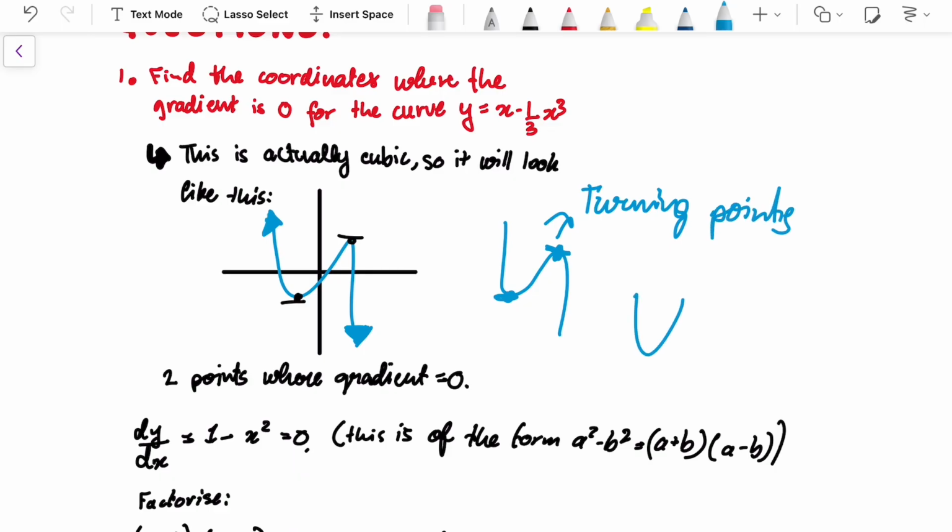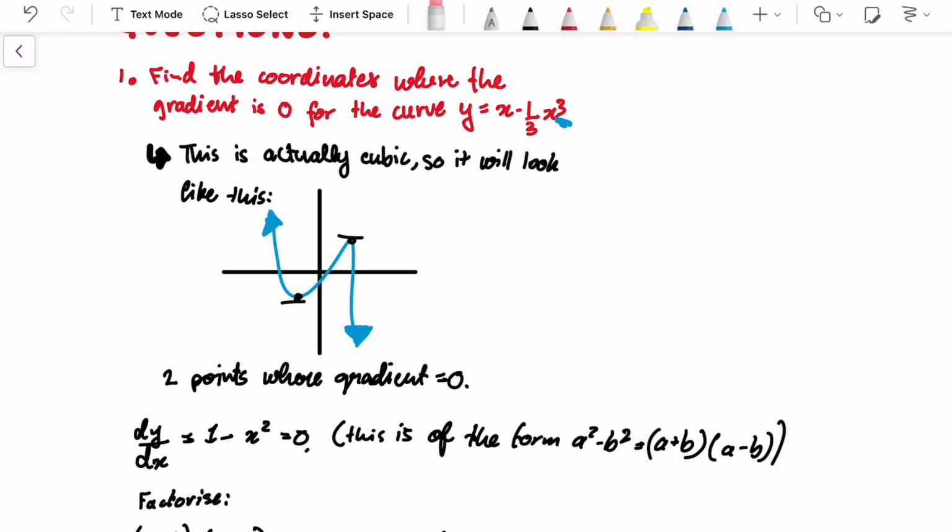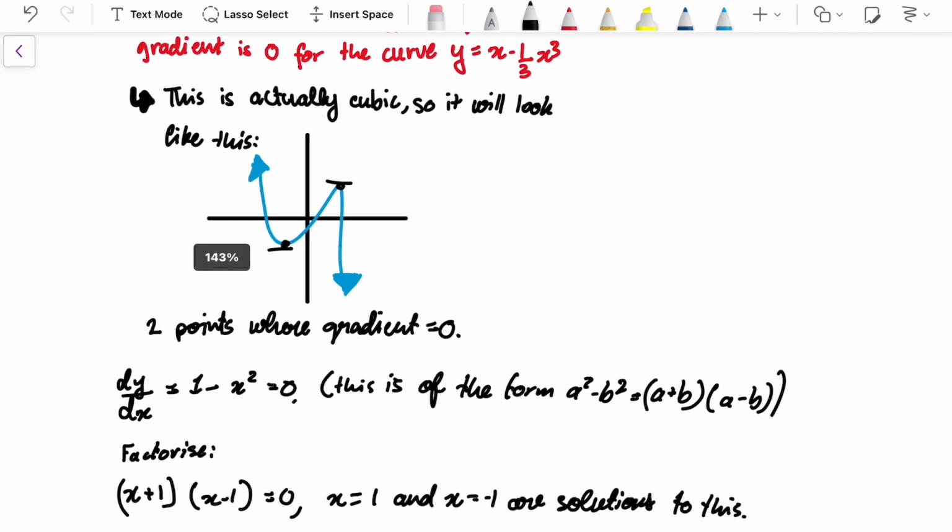And a quadratic is basically when it's like x to the power of 2. Since the highest power on x is 3 over here, it's a cubic. Here it's 2, so this is a quadratic, and it just has 1 turning point. All right, so let me just rub this out. Cool. So 2 points where gradient is equal to 0.